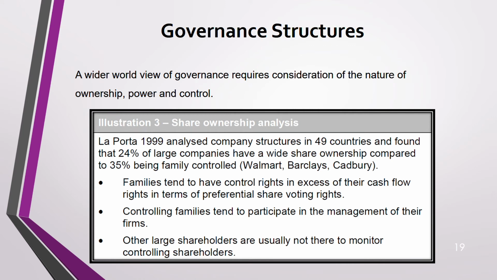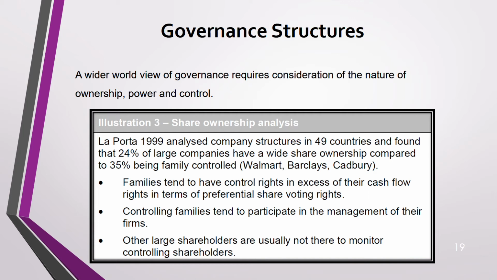La Porta, in 1999, analyzed the company structure in 49 countries. Only 25% of large companies have wide share ownership, compared to 35% being family controlled. That means more companies are family controlled than widely owned. Wide share ownership means there are many shareholders who are not family people. But family control means shareholders are very few. They are family only. Examples are Walmart, Barclays, or Cadbury. These are family controlled businesses.